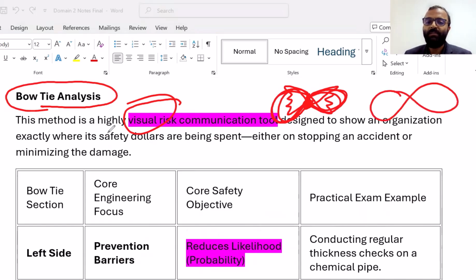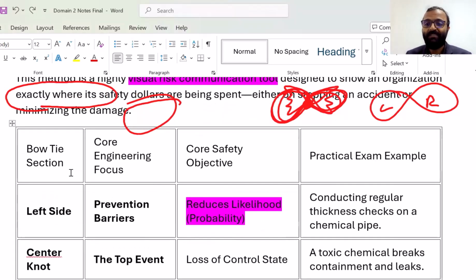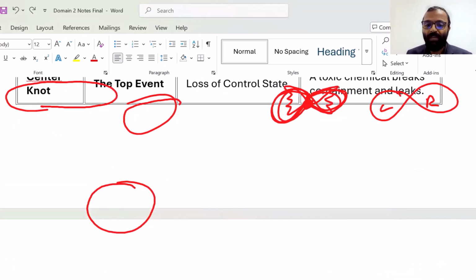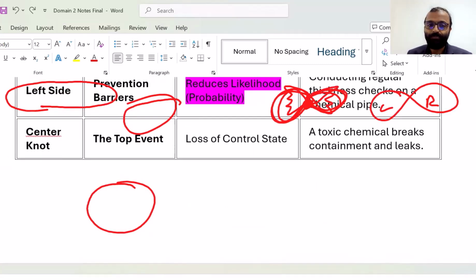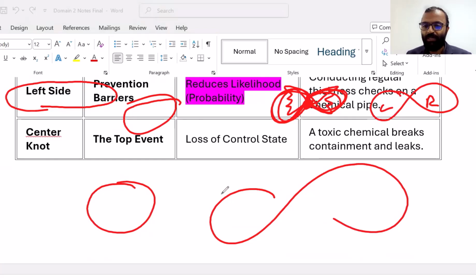In this bow tie analysis there is a left side and a right side, just like our cause consequences analysis. So what is on the left side? On the left side you have your prevention barrier, then in the middle you have your top event, and then on the right you have your mitigation barrier. So see, this is your bow tie.